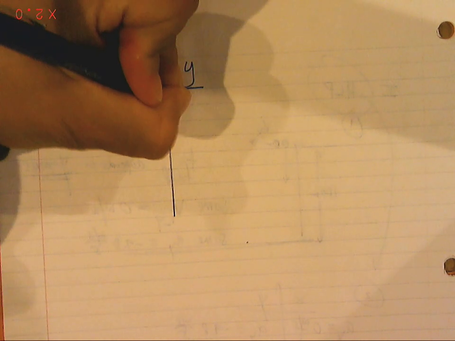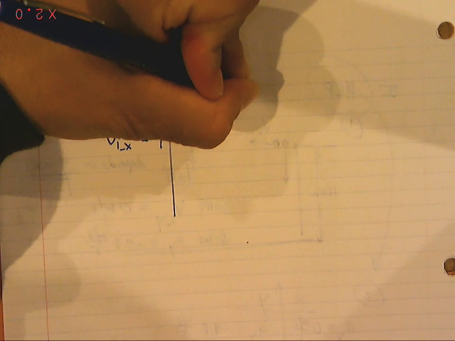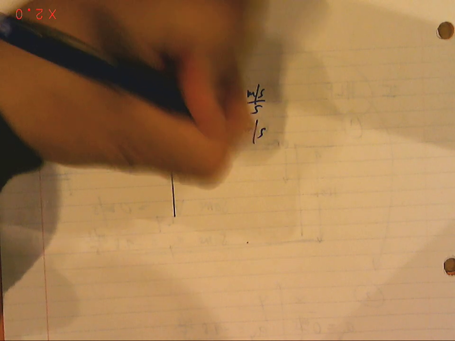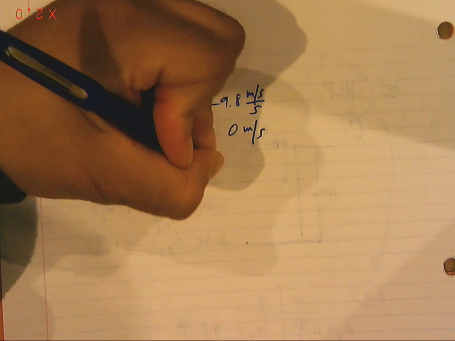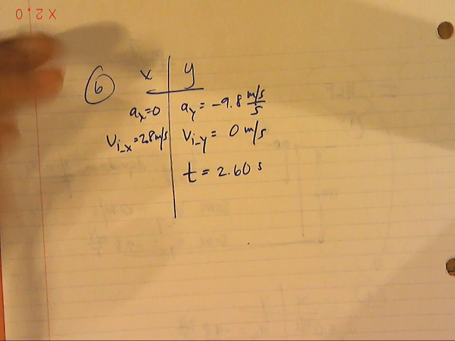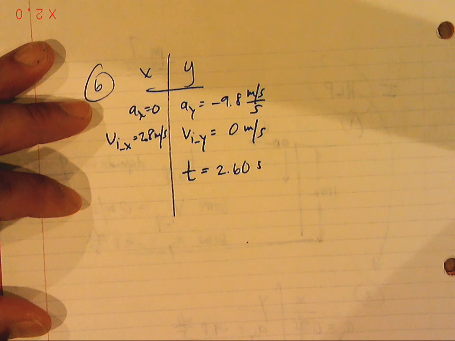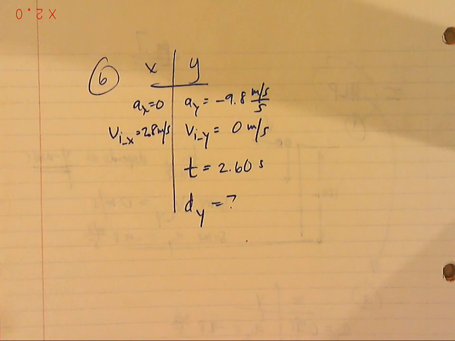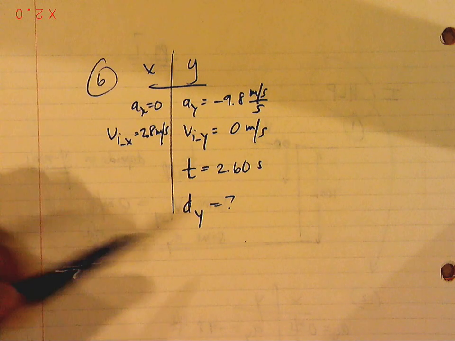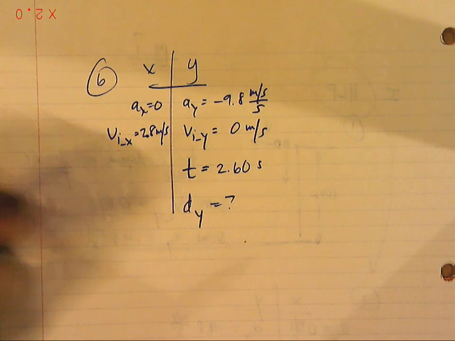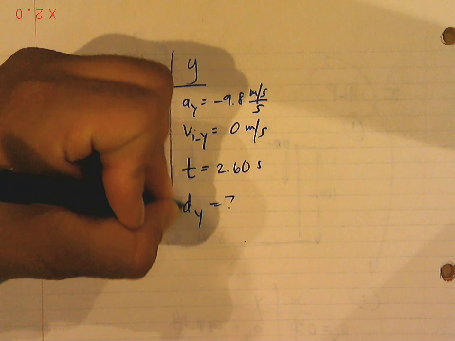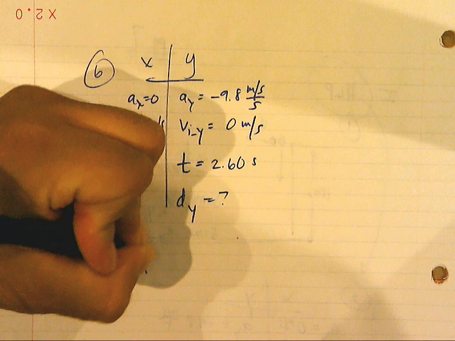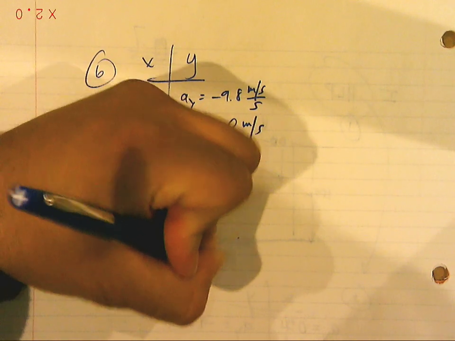Your ay equals negative 9.8 meters per second squared. Your vi in the y is also 0 meters per second. And now they give you the time to fall. The time to fall is 2.60 seconds. You don't know your displacement in the y, and that's actually what this problem is asking for. How high was the platform? Well, let's think about it. If you hit 2.6 seconds later, you have t, you want d, then the equation that involves displacement and time is displacement equals vit plus 1/2 at squared.